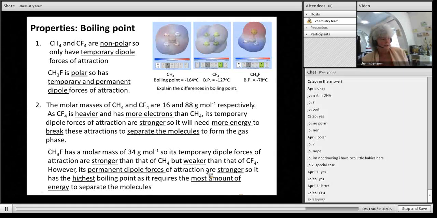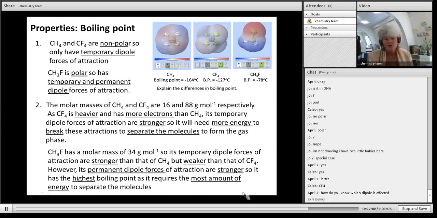Notice I haven't ignored the temporary dipole force of attraction in CF4. I haven't just said, oh, it's got the permanent dipole. I do talk about the temporary dipole. I look at its mass and I see, is it stronger or weaker? So it'll be less than that, but more than that. So I include that in my discussion.